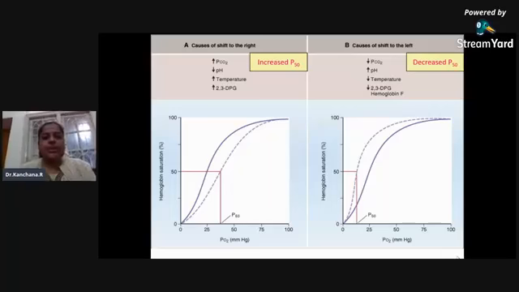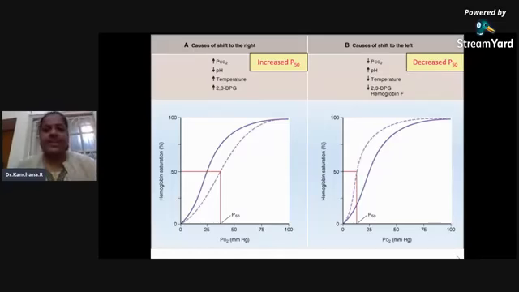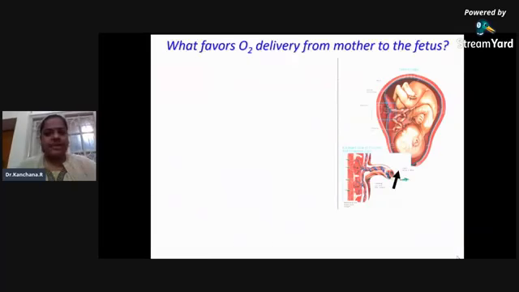Now, these are the two pictures which are showing the shift to the left and the shift to the right. Shift to the right is increased PCO2, decreased pH, increased temperature, increased 2,3-DPG. Whereas in case of shift to the left, decreased PCO2, increased pH, decreased temperature, and decreased 2,3-DPG. Now, this is what favors oxygen delivery from mother to the fetus.